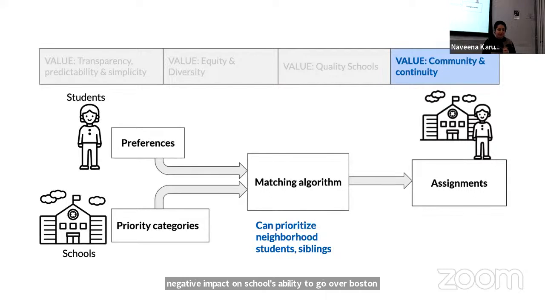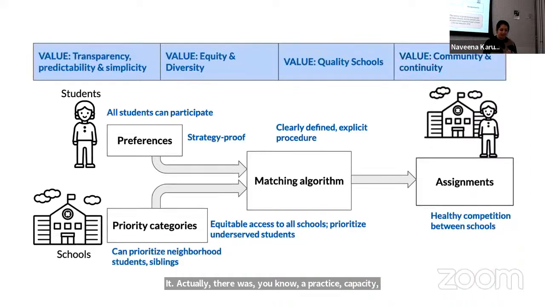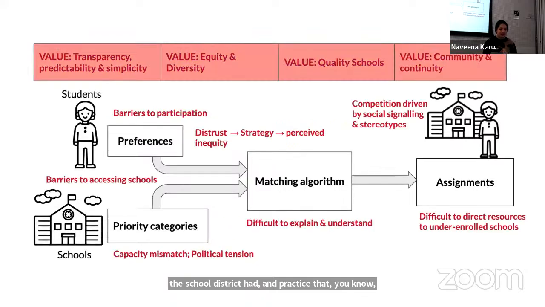And really quickly, the final value was community and continuity. The matching algorithm prioritized neighborhoods, schools, and students. In practice, there were capacity mismatches and conflicts between this value and the diversity and equity goals. So to wrap up, there were all these theoretical values, 4 main ones, that both the designers of the system and the school district had. Theoretically, the mechanism was meeting all of those values. In practice, we found there were a lot of issues.